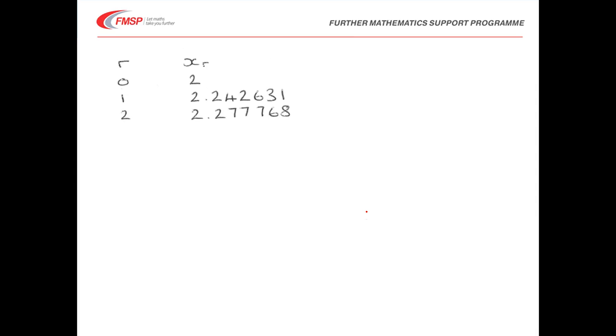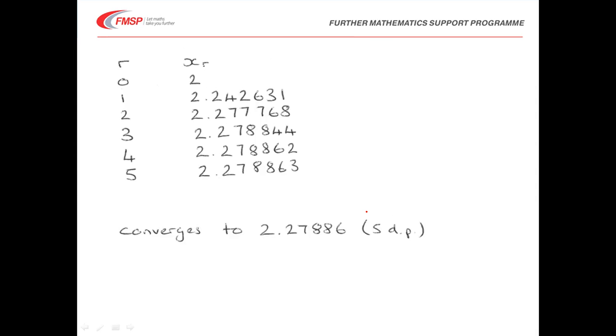Press equals again, and you can see pretty quickly that I'm ending up with something that's almost identical by the time I get to the 4th and 5th iteration. So to 5 decimal places it's converging very quickly to 2.27886, which is what both 4 and 5 converge to. And I really had to put in those stages because those two both round to the same thing, to 5 decimal places.